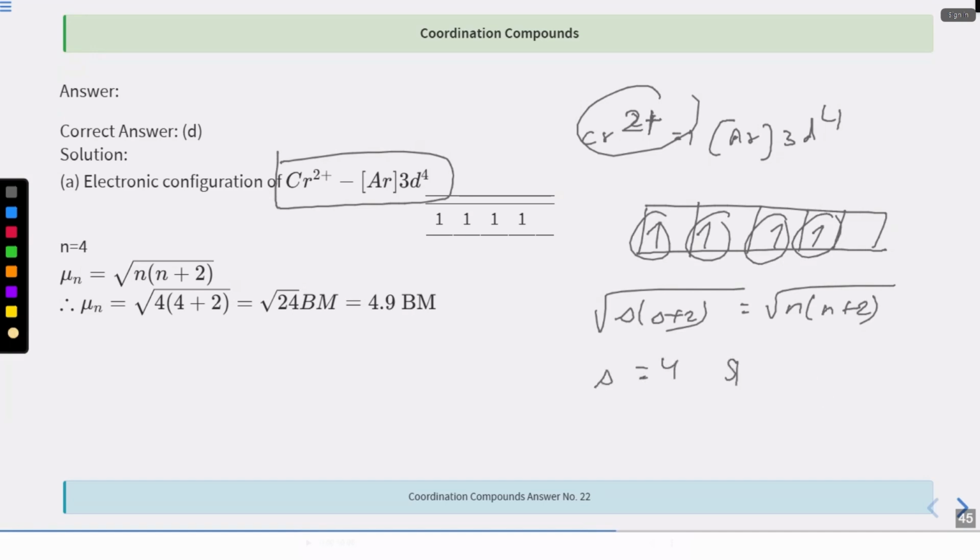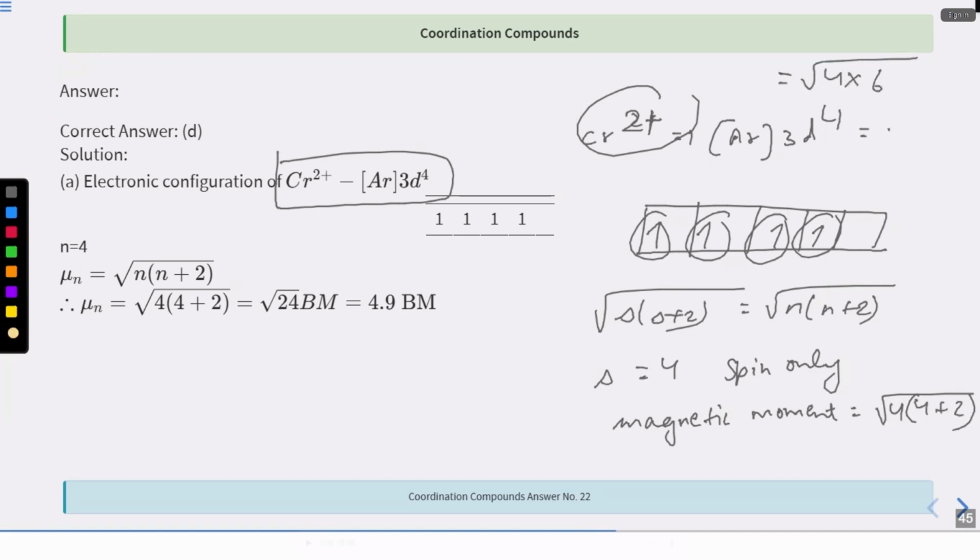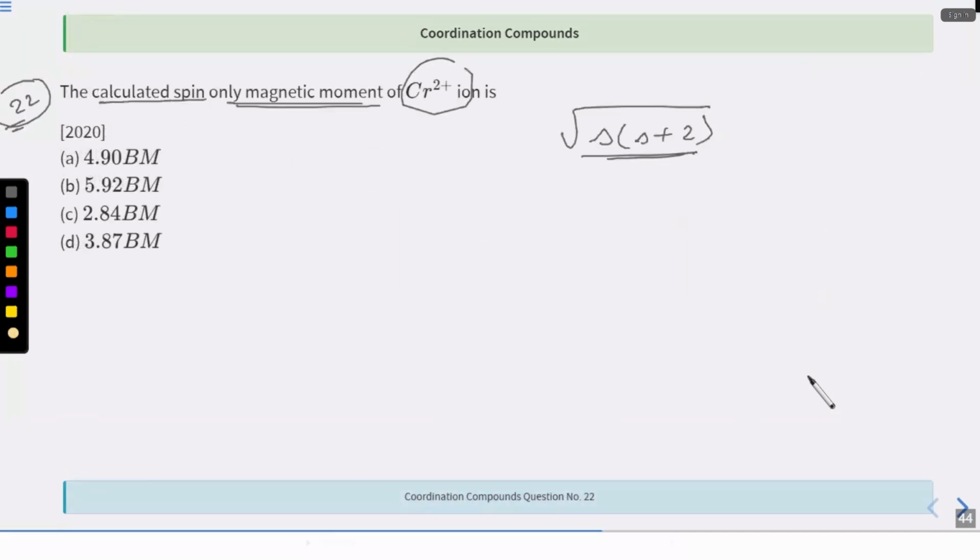So my spin only magnetic moment, spin only means due to spin, because they can spin since they are not paired. So spin only magnetic moment is given by under root of 4, because there are 4 unpaired electrons. So 4 into 4 plus 2 would be root of 4 into 6, which is root 24. And root 24 is approximately 4.9, because you know that root 25 is 5, so you can get an approximation from there also. So 4.9 is our answer, and BM is the unit for spin only magnetic moment. So A is the right option.